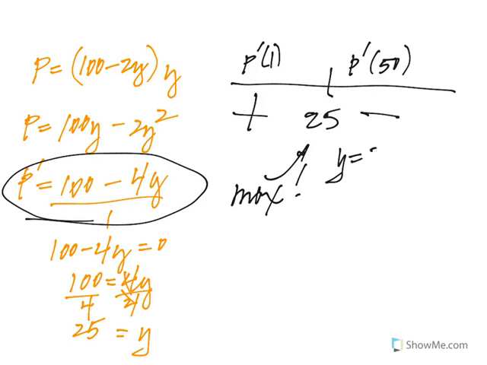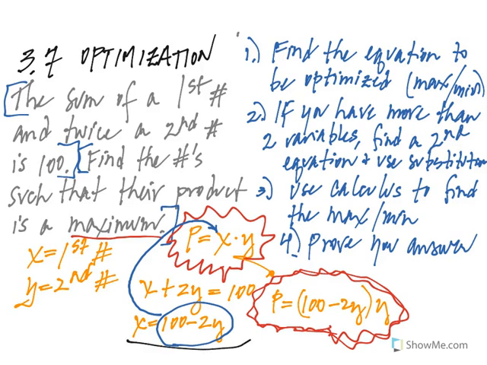So that means y is equal to 25. My second number is equal to 25. Now you just got to find the first number. And what we're going to do is go back to the equation that I did not use calculus on. And that is right here. Or here. Either one of those.